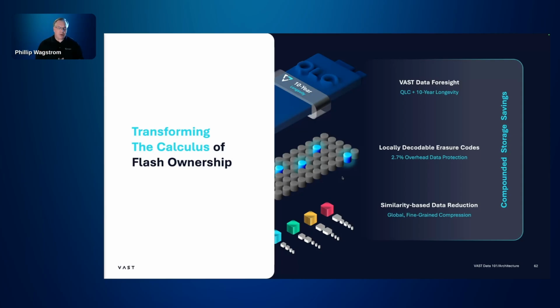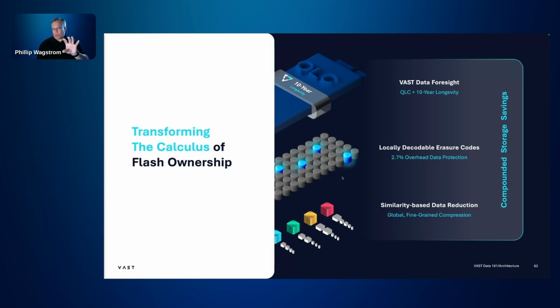But VAST has done extensive analysis on how we write, where we write, and how we do that right into the QLC. If the hardware is maintained under a support contract and the QLC fails, we'll replace that QLC device for up to 10 years.